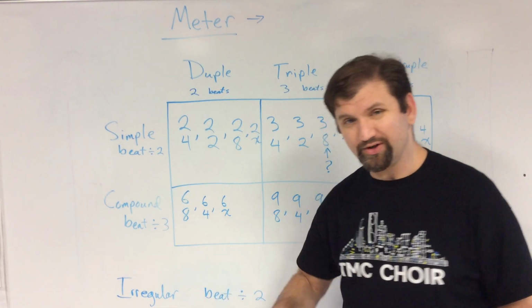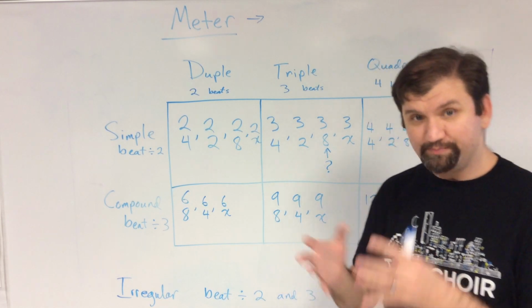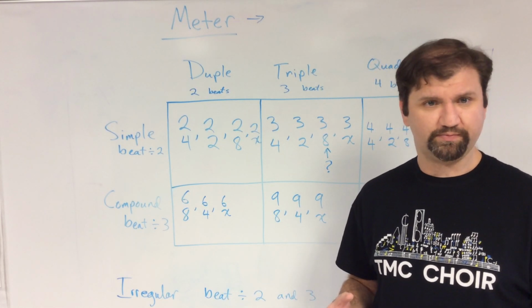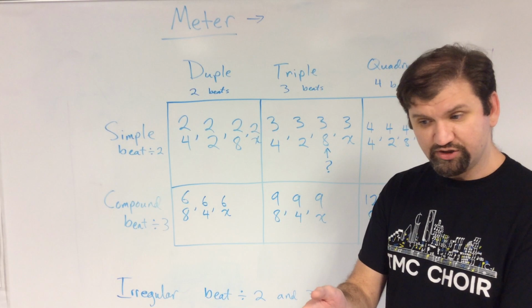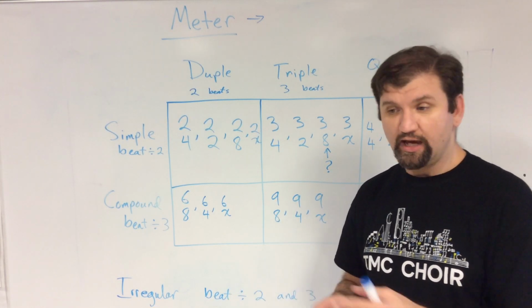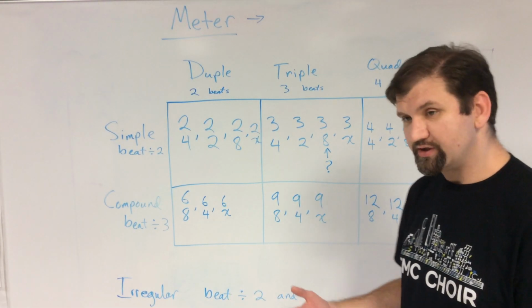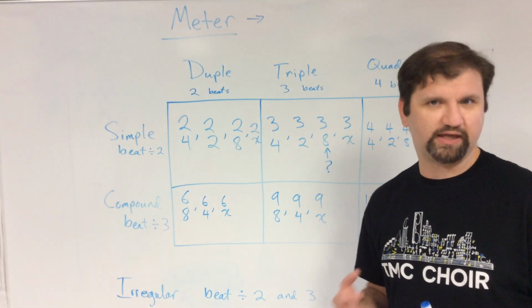Sometimes this is also called asymmetric. So the beats are not the same length as each other. That's an irregular meter. One has 2 parts, one has 3 parts. And all of these irregular meters have variations within themselves.